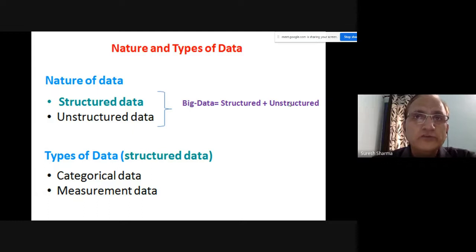Similarly, if you look at any social media site, Facebook, Instagram, Snapchat, there is a lot of information, but that is not in the numeric form. So this kind of data is called unstructured data. Now, it's easier to deal with structured data, very difficult to deal with unstructured data.